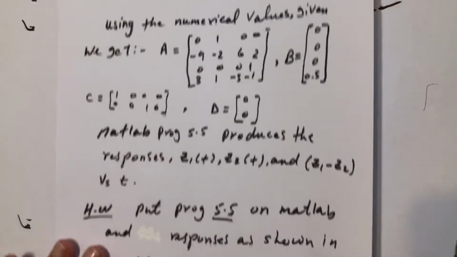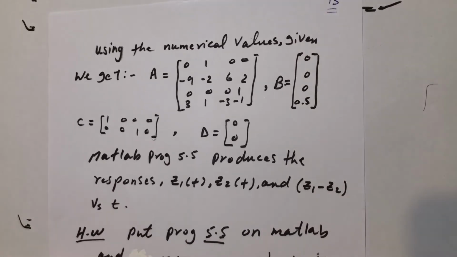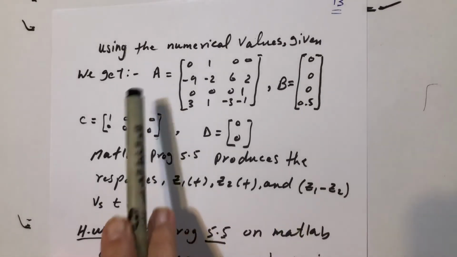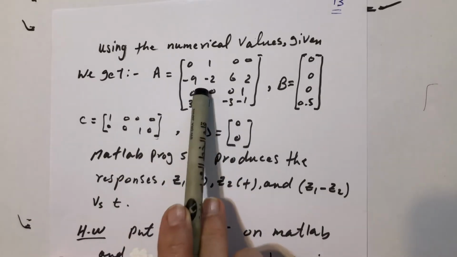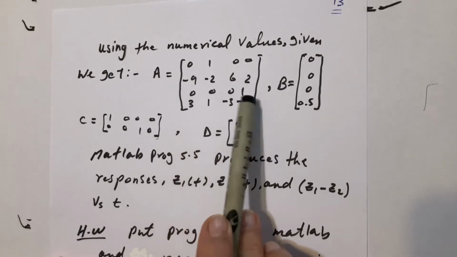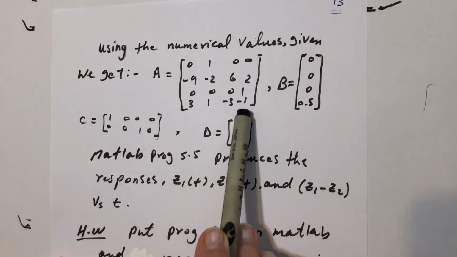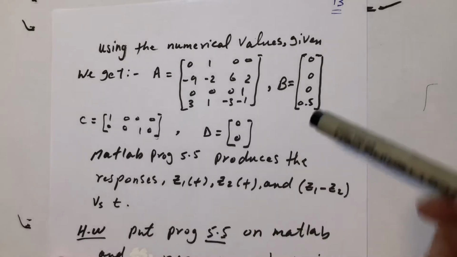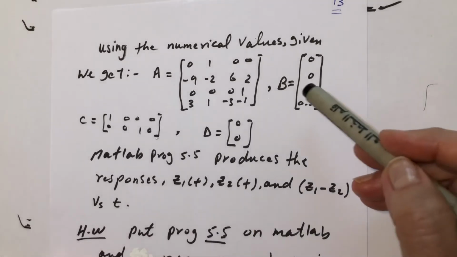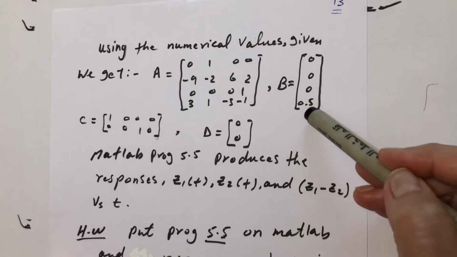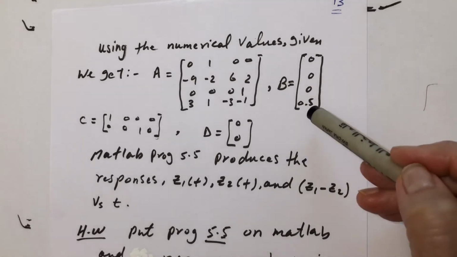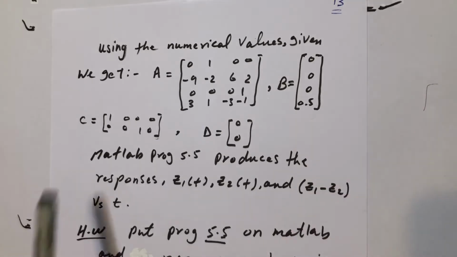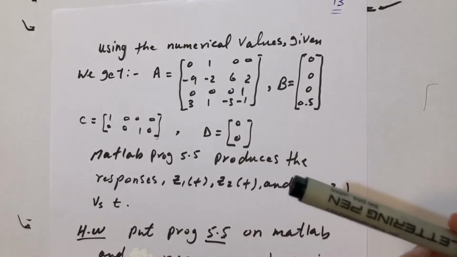Now, if we substitute the numerical values given to us in the example, we can see that A will be 0, 1, 0, 0, minus 9, minus 2, 6, 2, 0, 0, 0, 1, 3, 1, minus 3, minus 2. Sorry, they are a bit near to each other. And B equals 0, 0, 0, 0.5, alpha 10, and M2 is 20, it's 0.5. And this is C, which doesn't need any data. Only the A needs the data which are given to you.